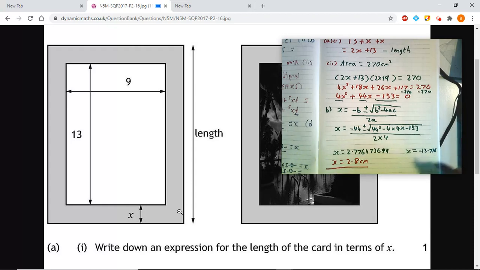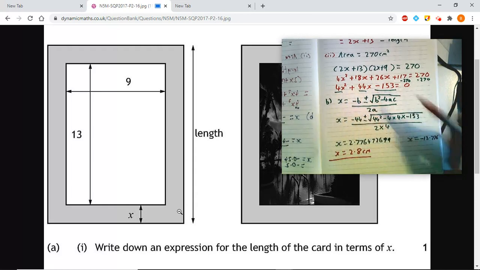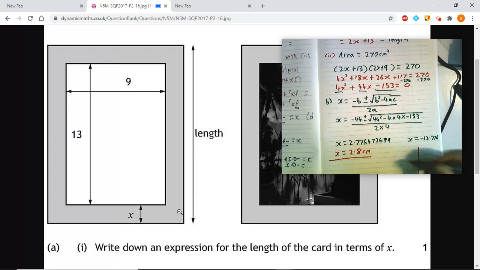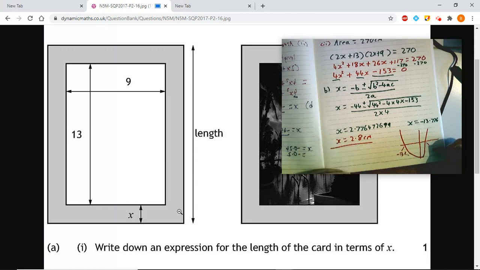All this negative is telling us is that if we were to plot the graph of y equals 4x squared plus 44x minus 153, you're going to have a graph that looks like this, that comes down, crosses at negative 13, has this y-intercept way down here, and comes up like that. It's not the best sketch I've ever done. You can see the roots of the graph would be around minus 13.7, and we'd have roots here as well at around 2.8. We'd cross the y-axis at minus 153.